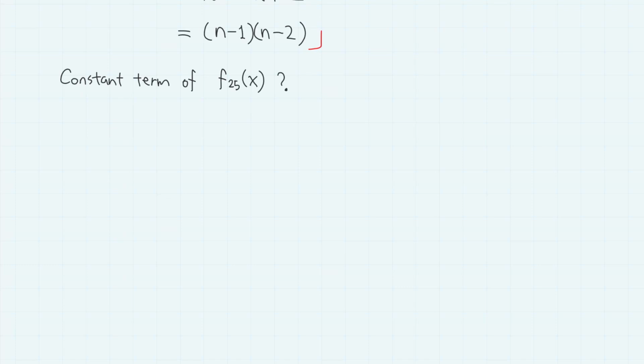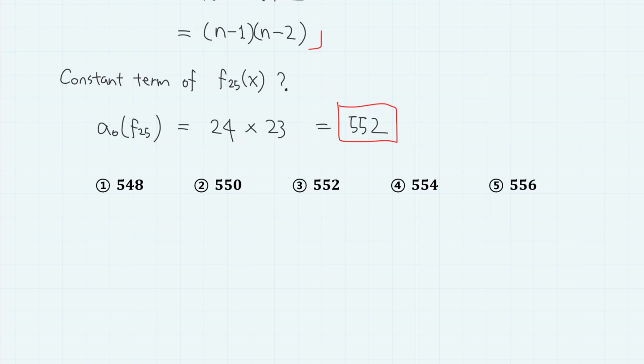Here we want to find the constant term of f_25(x), which is a_0 of f_25, which is equal to 24 times 23, which is 552. Therefore, the correct choice is choice 3.